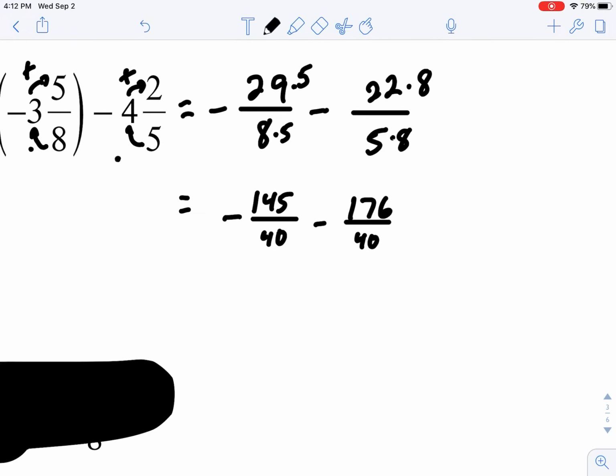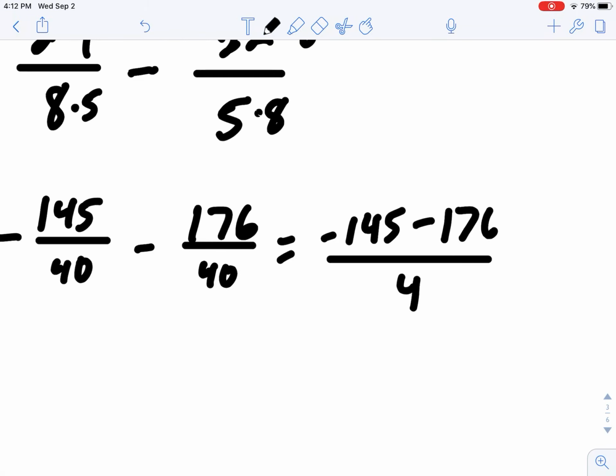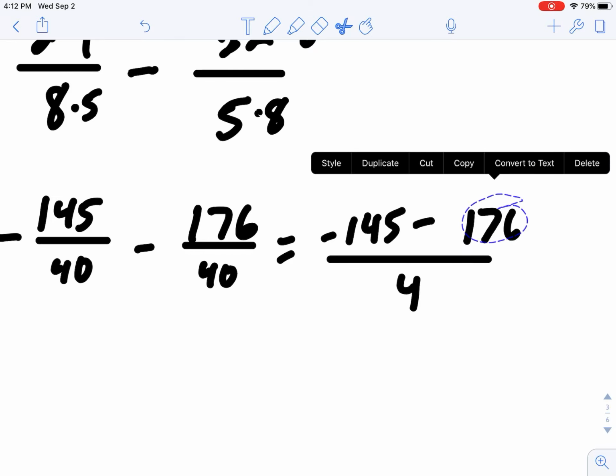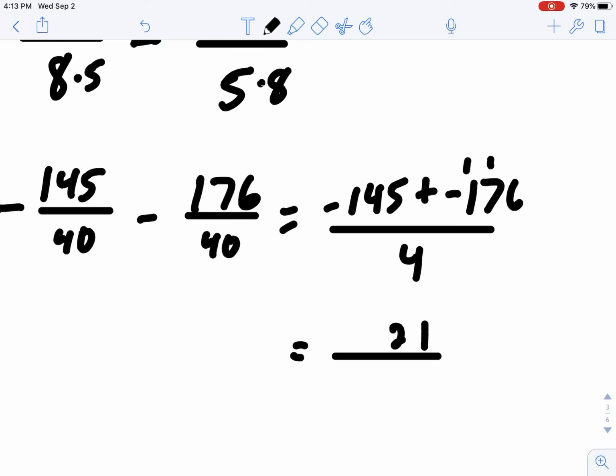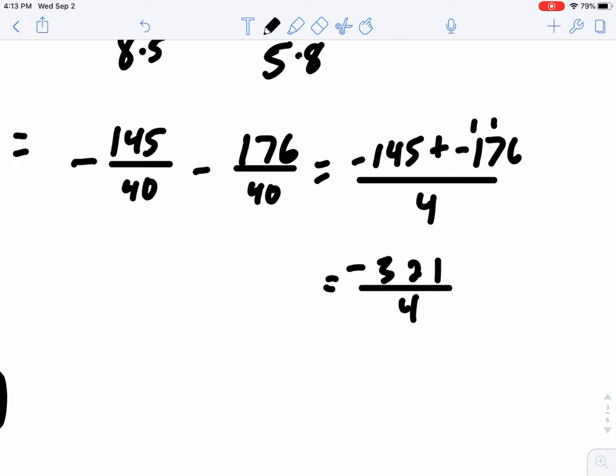Now we have negative 145 minus 176 all over 40. So we're going to change this to, let me make a little space here. Change this to plus the opposite. Both signs are the same, so we add them together. 5 and 6 is 11, carry the 1. 7 and 4 is 11, plus 1 is 12, carry the 1. 1 and 1 and 1 is 3, so negative 321 over 40.